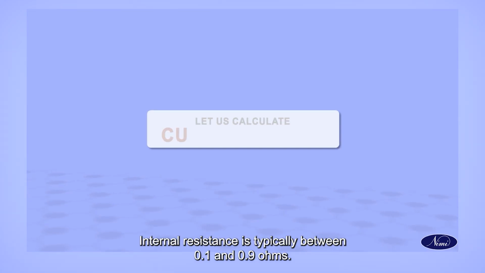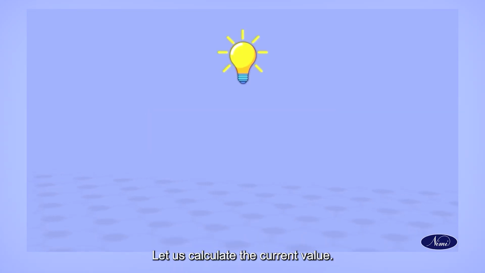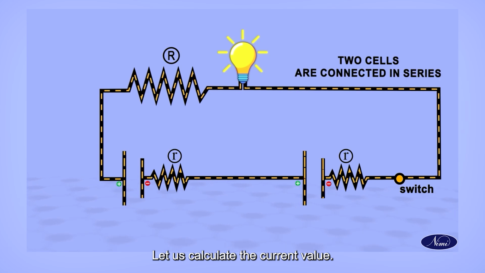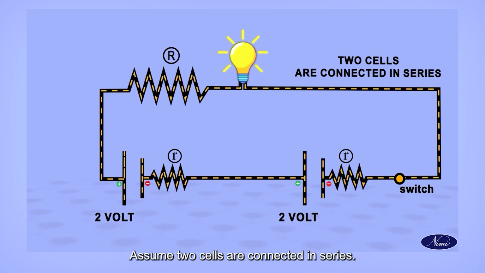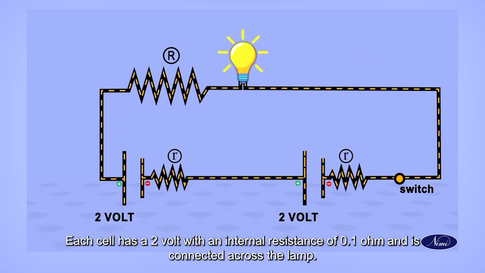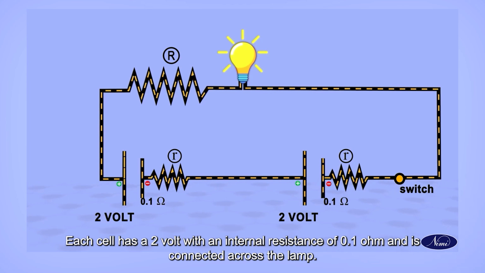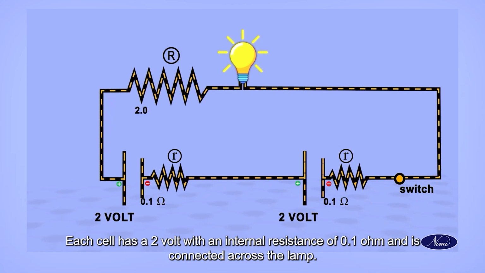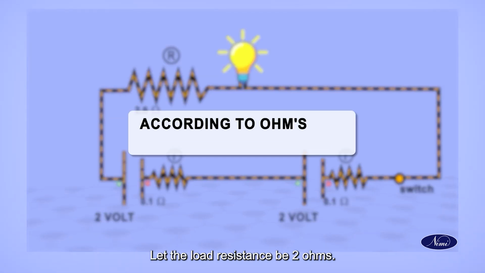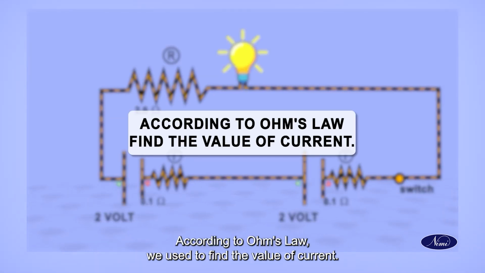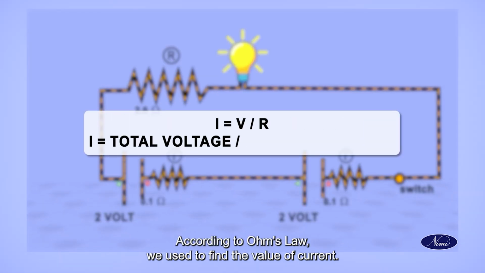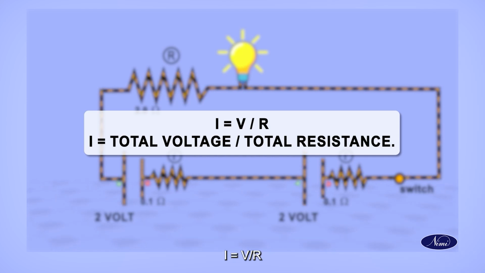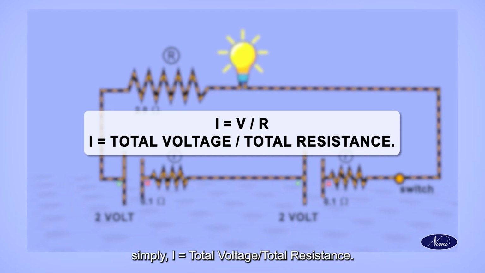Let us calculate the current value. Assume 2 cells are connected in series. Each cell has 2 volts with an internal resistance of 0.1 ohm and is connected across a lamp. Let the load resistance be 2 ohms. According to Ohm's law, we find the value of current. I is equal to V by R. Simply, I is equal to total voltage by total resistance.